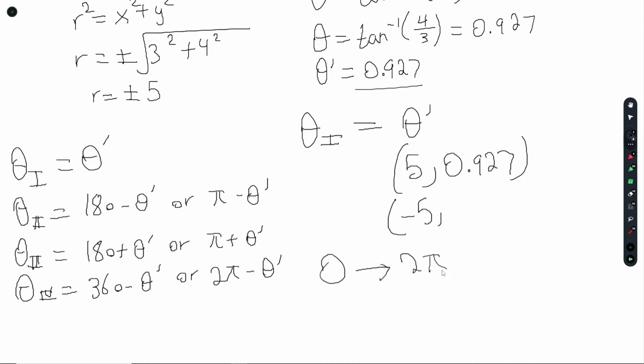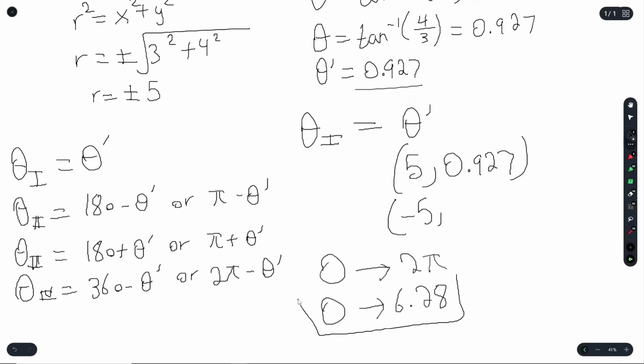So let's convert 2 pi into decimal value. 2 pi is 6.28. So you have from 0 to 6.28, your theta value has to be in this range. So again, let's go back to our question. Since we switched the value of r or made it negative, we have to add or remove pi. So let's say we remove pi.